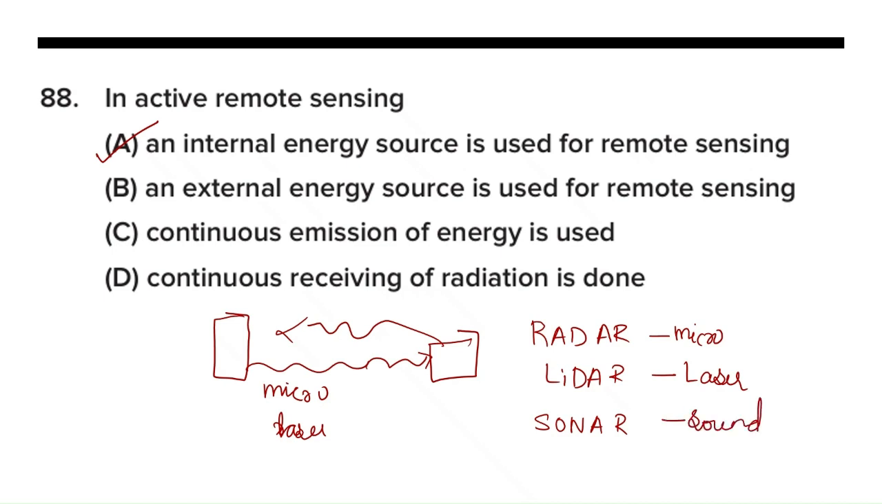Radar is used for tracking terrain and rainfall, lidar is used for measuring elevation and vegetation, and sonar is used for underwater depth and mapping. These systems work even at night or through cloud cover, since they don't rely on sunlight. So option A is our answer: in active remote sensing, an internal energy source is used. Clear?